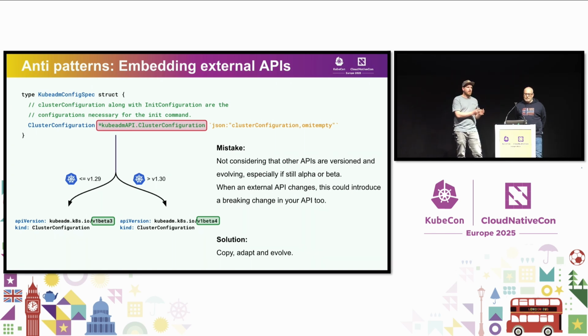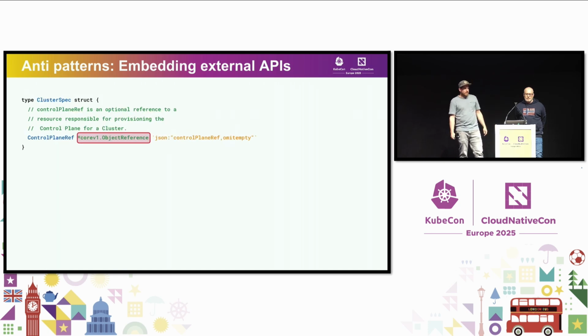So what we do instead is we copy, adapt, and evolve. We have our own copy of that configuration, our own struct we use and expose to our users, and in the backend we convert to the version we need when creating the cluster, because the user defined v1.29 or v1.30. And by that we can support a long range of Kubernetes versions like v1.27 to v1.33, while still using kubeADM's v1beta3 or v1beta4 in the backend.